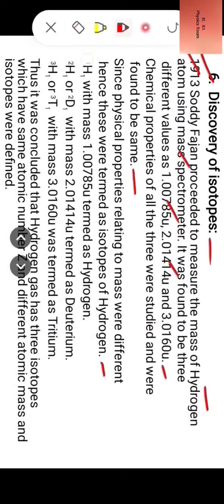H11 with mass 1.00785 units was termed as hydrogen. H21 or D21 with mass 2.01414 units was termed as deuterium, and H31 or T31 with mass 3.0160 units was termed as tritium. Thus, it was concluded that hydrogen gas has three isotopes which have same atomic number Z and different atomic mass, and isotopes were defined.